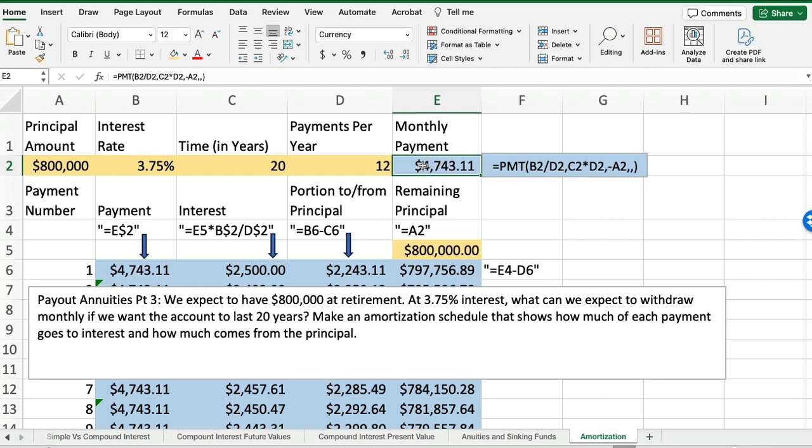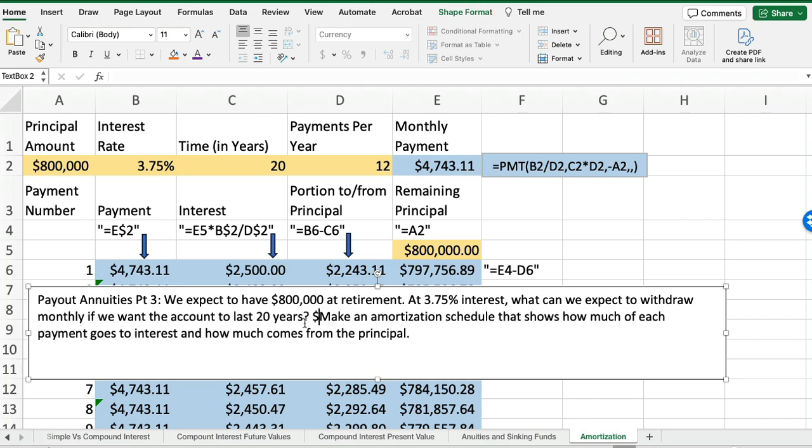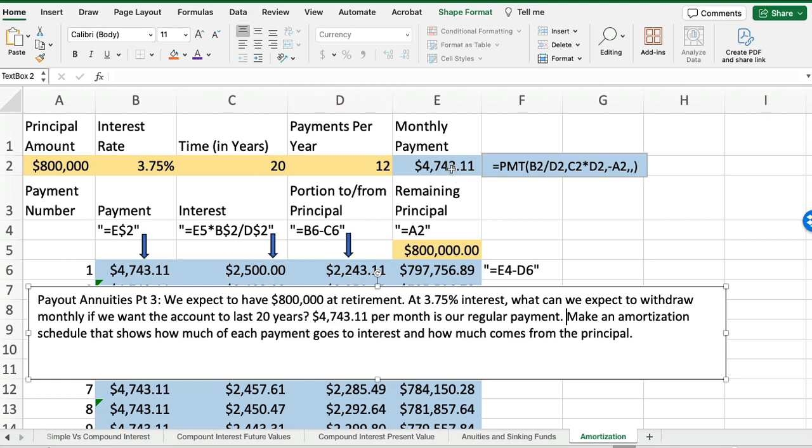So that's the payment, $4,743.11. We can answer that part of the question right now. $4,743.11 per month is our regular payment or withdrawal. So we've got that part of the answer, and now we're being asked to make our schedule.